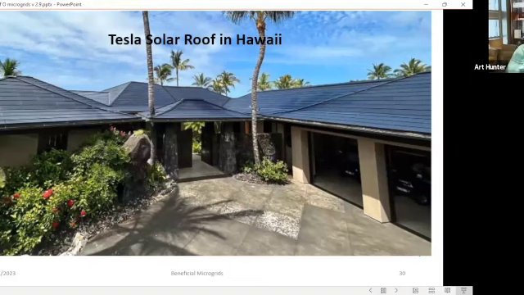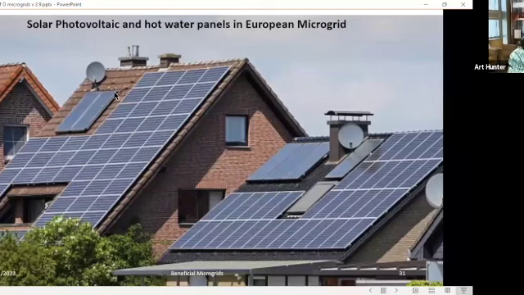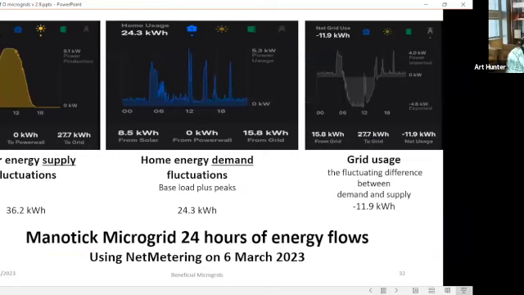Here's solar photovoltaic and hot water panels in a European microgrid. These are hot water, and of course these are solar PV, and this is quite common in much of Europe these days.